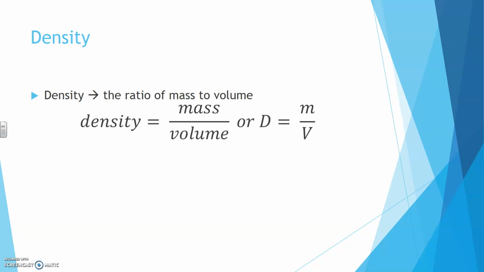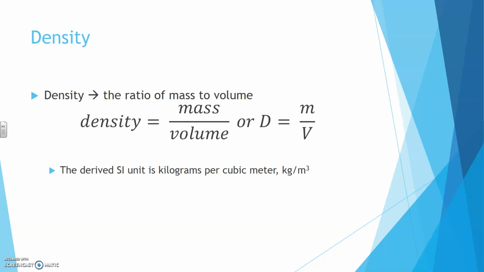So density equals mass divided by volume, oftentimes shortened to capital D equals M divided by capital V. And the SI derived unit is kilograms per cubic meter.